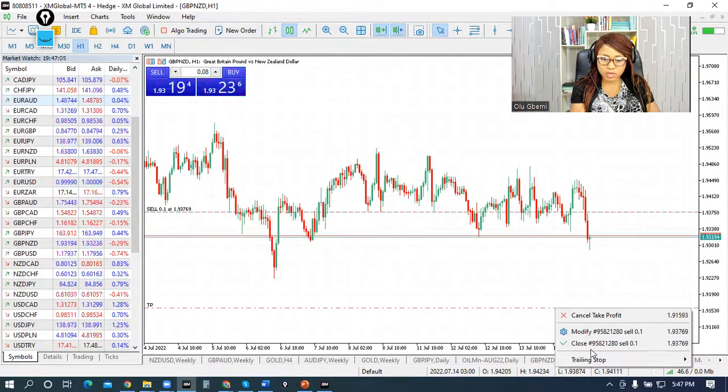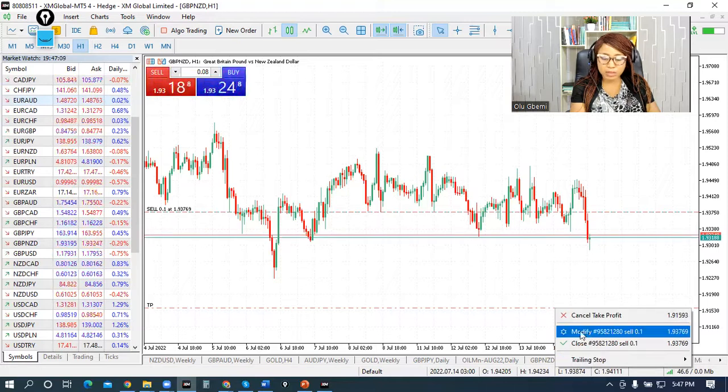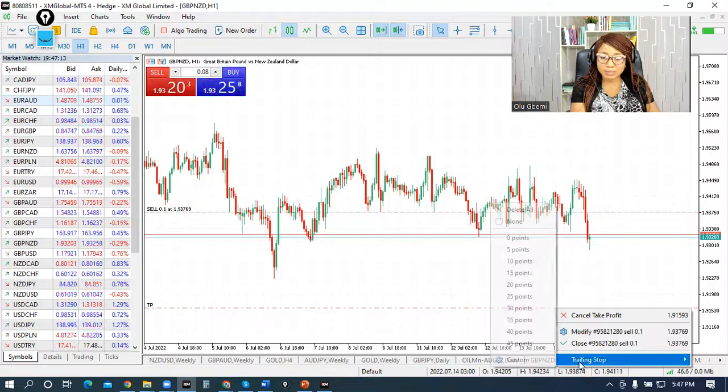So if you want to close, you can close it. If you want to modify it, maybe you didn't put the right stop loss or you just want to change something, you can click on that. But what we are interested in at this point is the trailing stop. So I click the trailing stop.